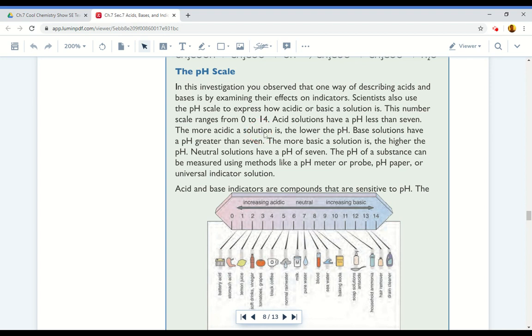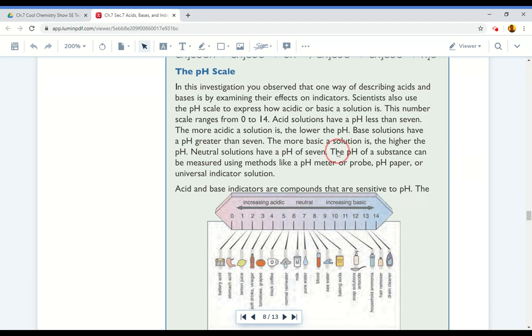The more acidic a solution is, the lower the pH. The higher the pH, the more basic a solution. Okay, here's where we are. The more acidic a solution is, the lower the pH. Down here, base solutions have a pH greater than 7. Anything greater than 7 would be your base solutions. The more basic a solution, the higher the pH. Neutral solutions have a pH of 7.